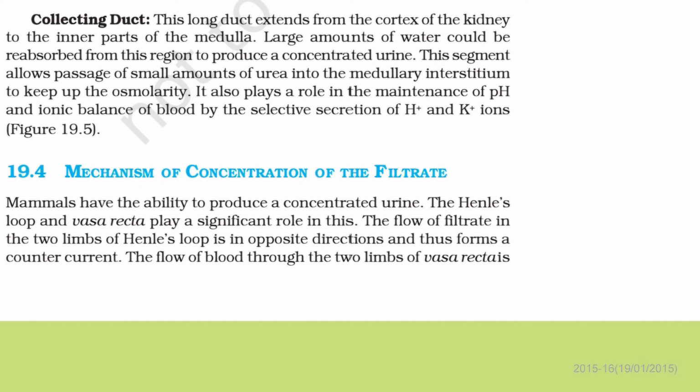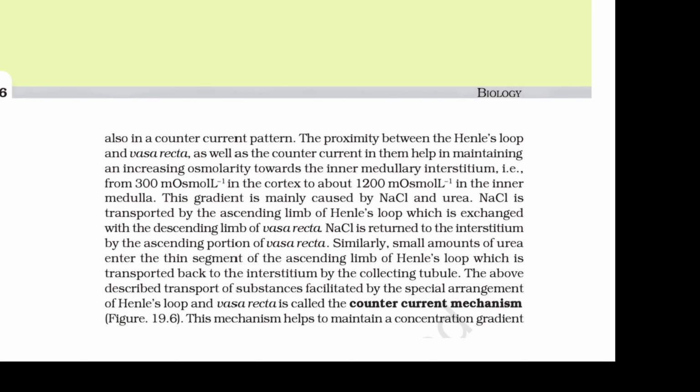The flow of filtrate in the two limbs of Henle's loop is in opposite directions and thus forms a counter current. The flow of blood through the two limbs of vasa recta is also in a counter current pattern. The proximity between Henle's loop and vasa recta, as well as the counter current in them, help in maintaining and increasing osmolarity towards the inner medullary interstitium, that is, from 300 mOsmol per liter in the cortex to about 1200 mOsmol per liter in the inner medulla.